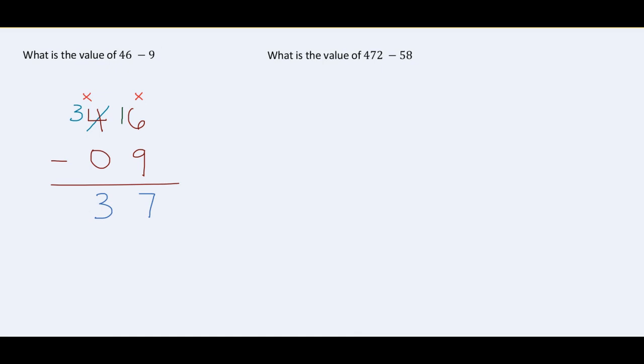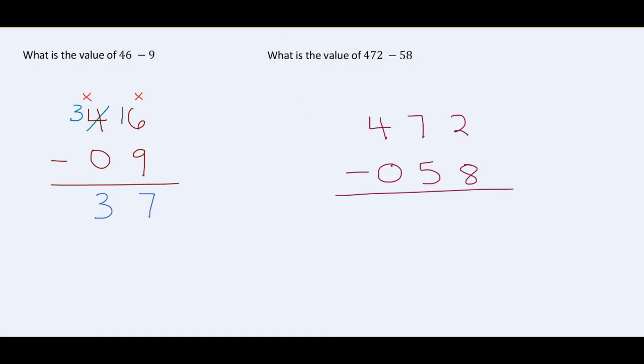Next question, we have 472 minus 58. So 8 is in the ones place, 5 is in the tens place, and there's no hundreds digit, so we replace that with 0.